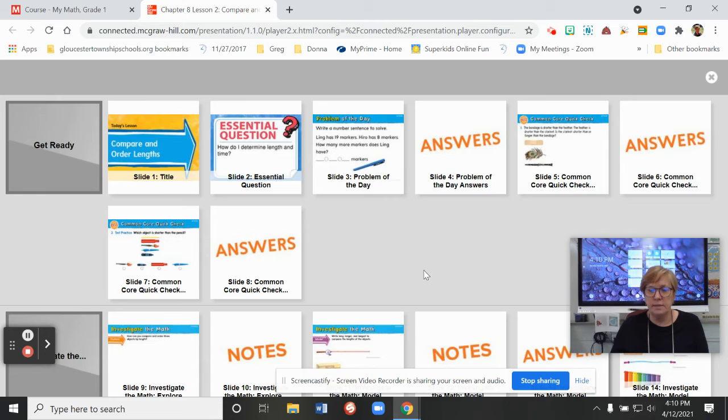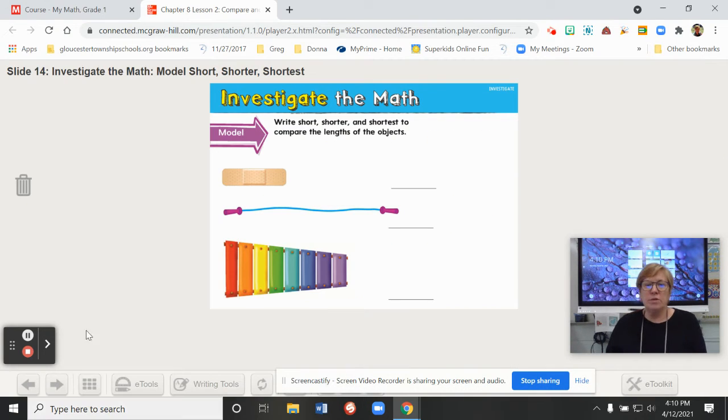Okay, let's try something else with these three objects. This time, they're asking us to write short, shorter, and shortest to compare the lengths of the objects. Some people like to begin with shortest, so that gets them figuring out which would go first and then how they would go from there. Whichever way works for you, but always look at all three pictures, because you're comparing each to the other. So remember, short, shorter, and shortest. Pause and write your answers.